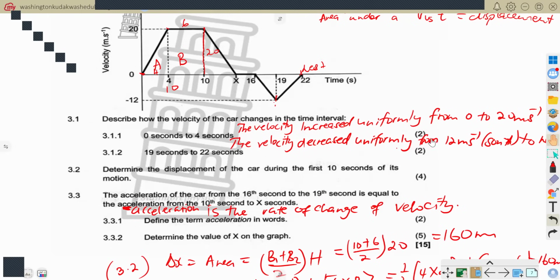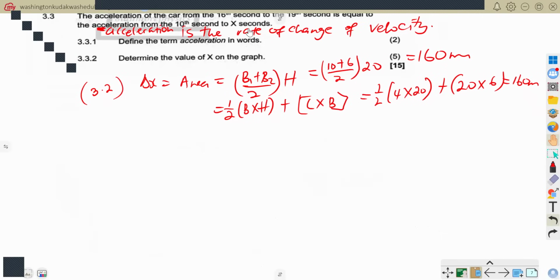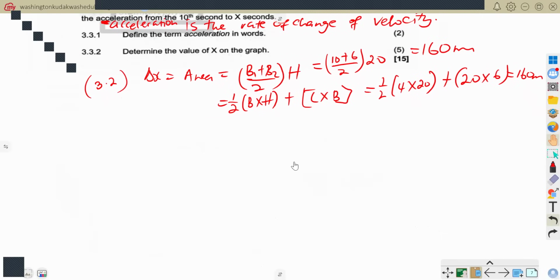So let's move this up so that we can work from down there. That is where we have enough space. So 3.32, saying that the acceleration is given by v final minus v initial over the time taken. That is how you calculate your acceleration.